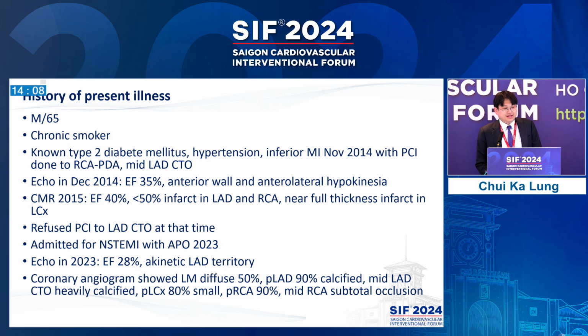So he was admitted a year ago for an NSTEMI with acute pulmonary edema, and the repeated echo showed an ejection fraction of only 28%, and the LAD territory is akinetic, and the RCA territory is hypokinetic. And the coronary angiogram shows left main is 50%, LAD 90% calcified, mid-LAD CTO as the angiogram in 2014. Circumflex is non-dominant, and RCA shows a mid-RCA subtotal occlusion, proximal RCA 90% stenosis.